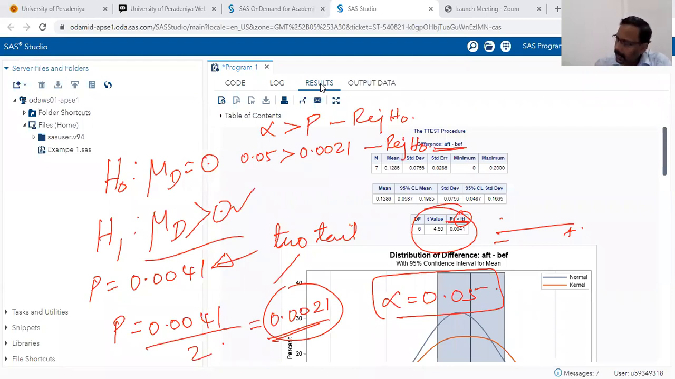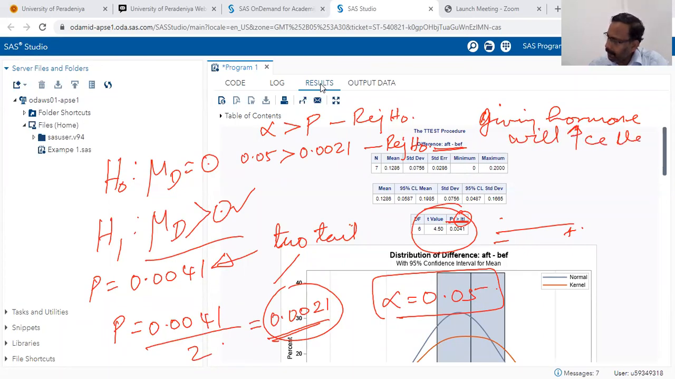We say that applying or giving the hormone will increase the milk yield in cows. It will increase the milk yield in cows. So that is how we do the paired t test.